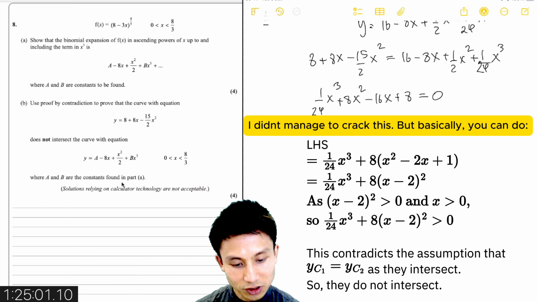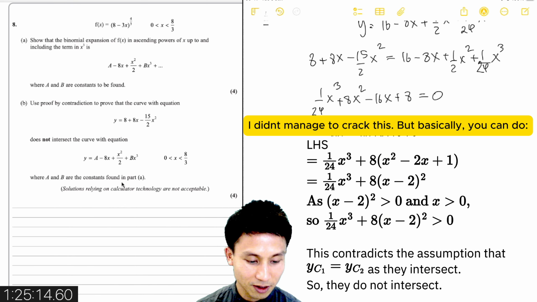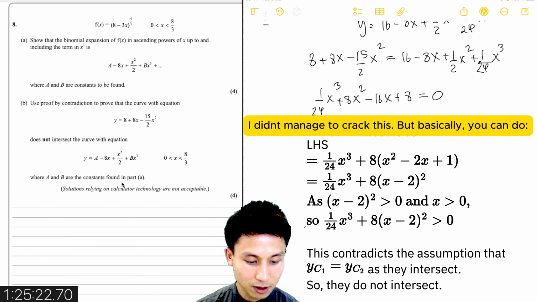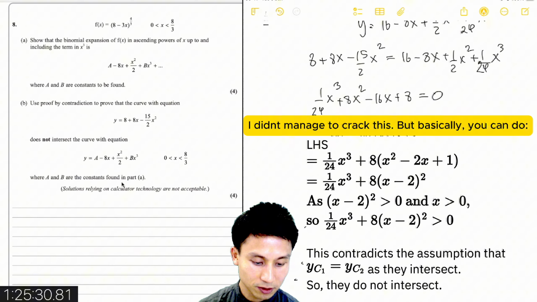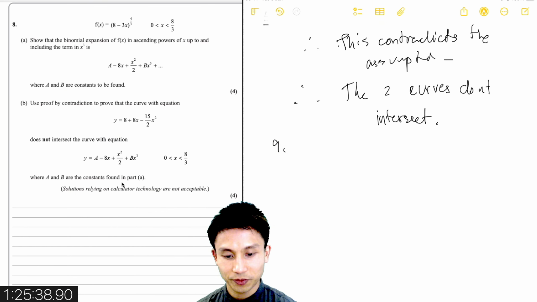Okay, so I'm just going to say that there's no solution because I know how it ends. Therefore, the two curves don't intersect. That means this contradicts the assumption. Therefore, the two curves don't intersect. Okay, that's just the way I would go about that.